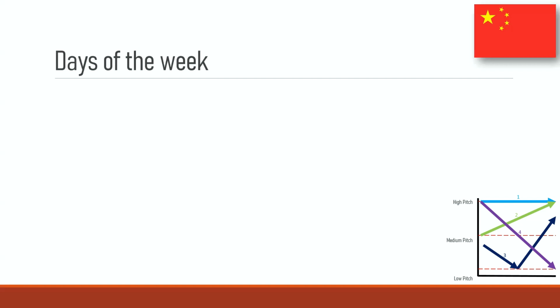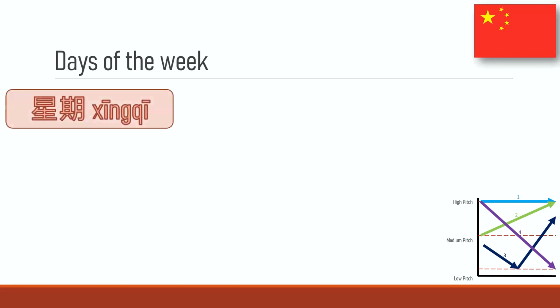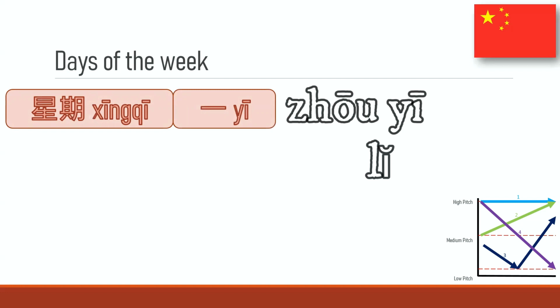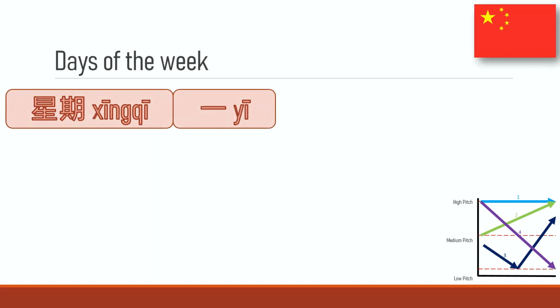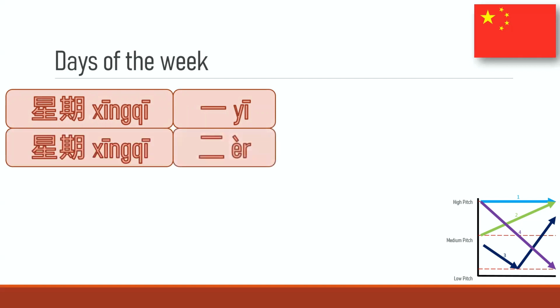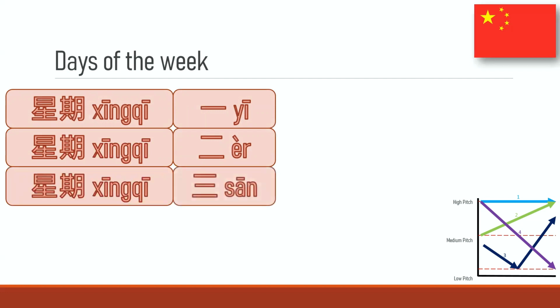So let's run through all the days of the week. So you've got the first day of the week, Monday, 星期一. Again, you can also say 周一 or 礼拜一, but again, I'm just going to use the word 星期 for the word week. And then you got 星期二, which is Tuesday, which is the 2nd day of the week. And then we've got Wednesday, which we just went through, which is the 3rd day of the week, and it is 星期三.